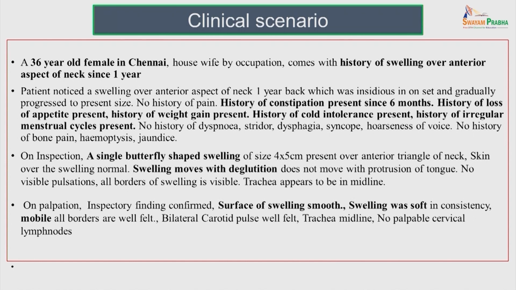On inspection, a single butterfly shaped swelling of size 4 into 5 cm is present over the anterior triangle of neck. The skin over the swelling is normal. The swelling moves with deglutition. It does not move with protrusion of tongue. No visible pulsations. All borders of swelling are visible. Trachea appears to be in midline.